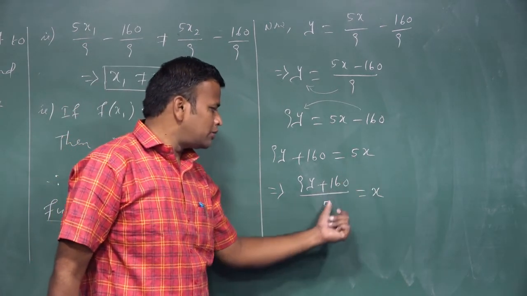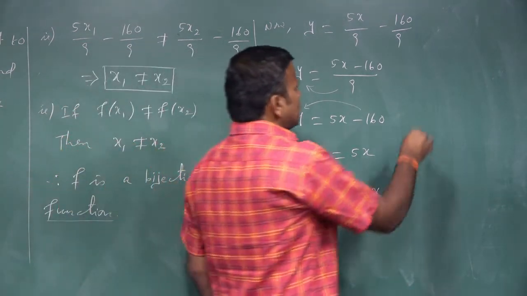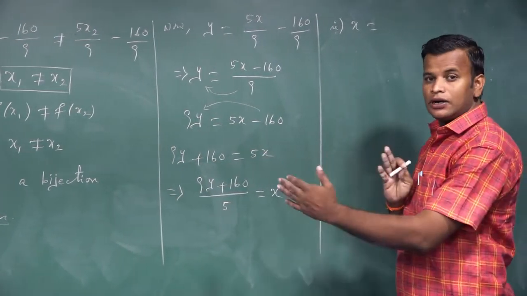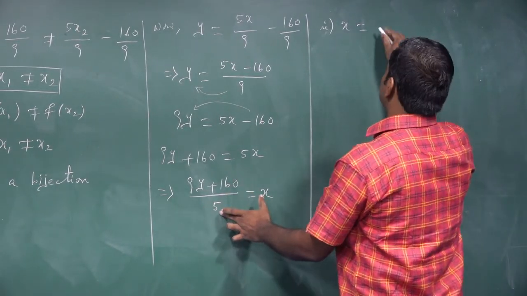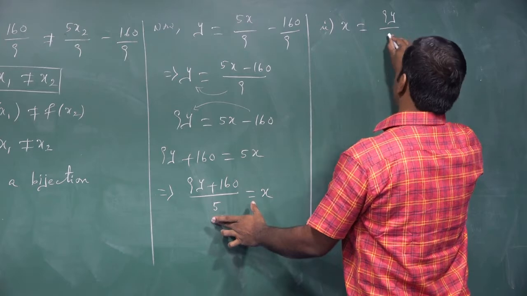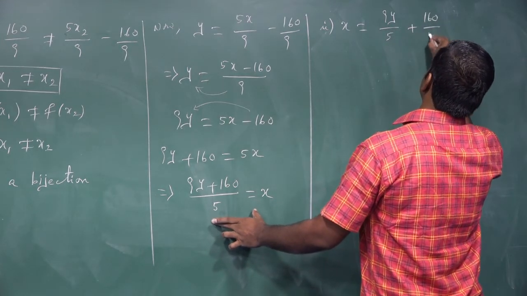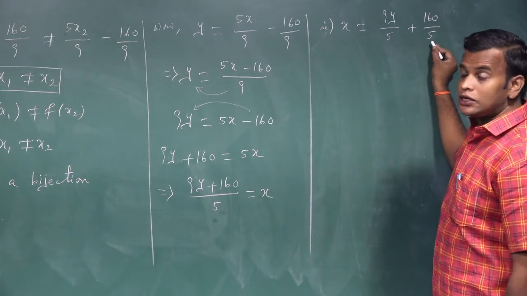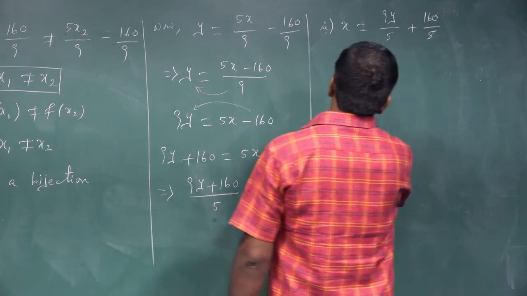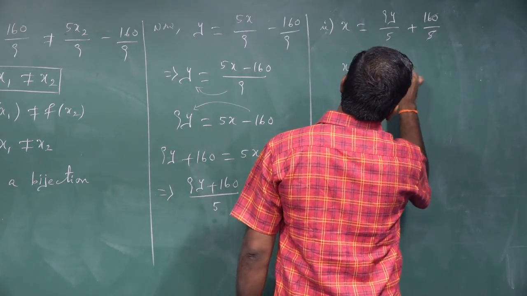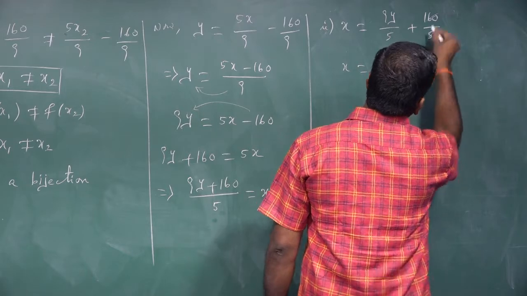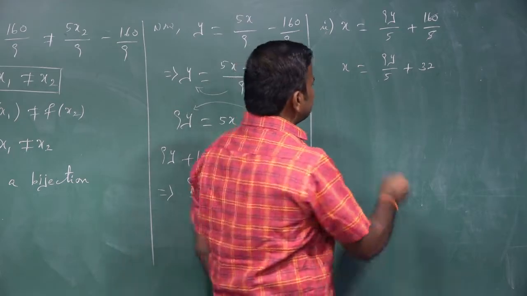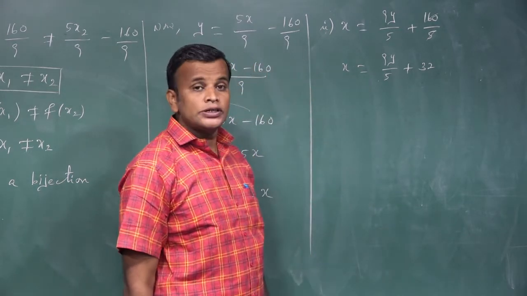The multiplication 5 goes to that side as division. So we write this x in reverse. 5 is common, so 9y by 5 plus 160 by 5. What is the reason to split the 5? Here there is a chance to simplify. So that's why I split the 5. So x is equal to 9y by 5 plus 32. 5 in 16, 3 times, remainder 1, 10, twice. So x is equal to 9y by 5 plus 32.